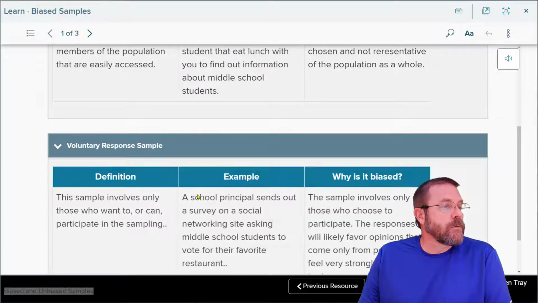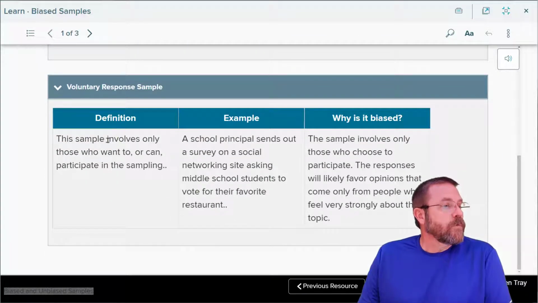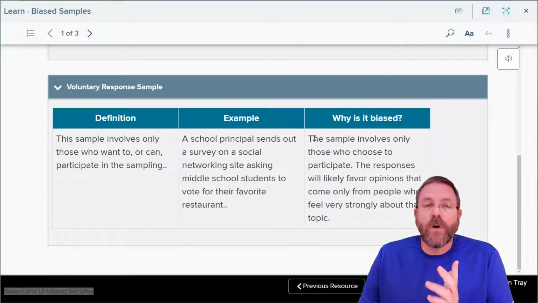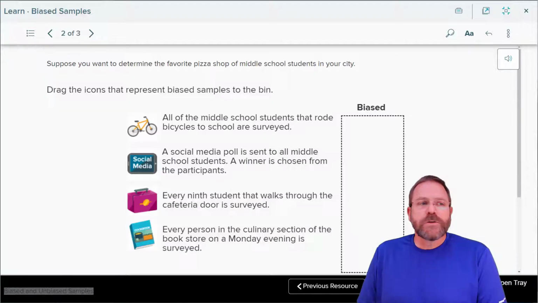Meanwhile, the voluntary response sample involves only those who want to or can participate in the sampling. A school principal sends out a survey on a social networking site asking middle school students to vote for their favorite restaurant. This sample involves only those who choose to participate, and the response will likely favor opinions that come from people who feel very strongly on this topic. So once again, that is going to be a biased sample.